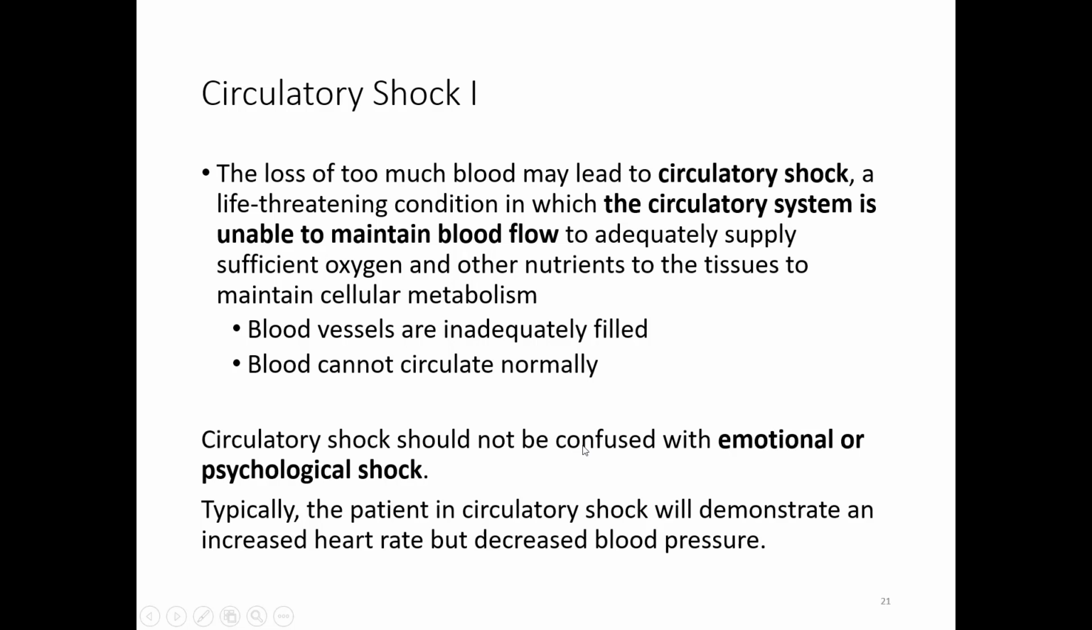Circulatory shock should not be confused with emotional or psychological shock. People in a state of psychological shock typically will have not only increased heart rate but also very high blood pressure. People in circulatory shock will have a high heart rate but their blood pressure will be low.